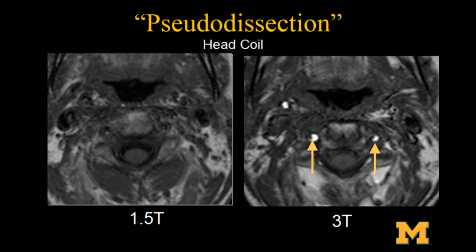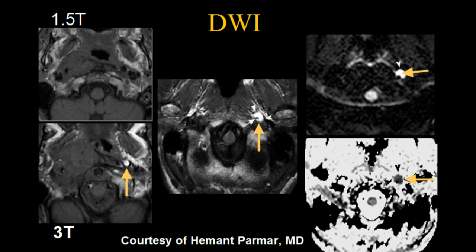One more example here on a 1.5 Tesla unit. Here we have the normal carotid artery on one side. We repeated at 3 Tesla, and now it looks like the patient's occluded his carotid artery, right? Looks like it's completely occluded. All that is, again, is just artifact. And again, you can eliminate that if you use the combined coil. This, on the other hand, is a true dissection.